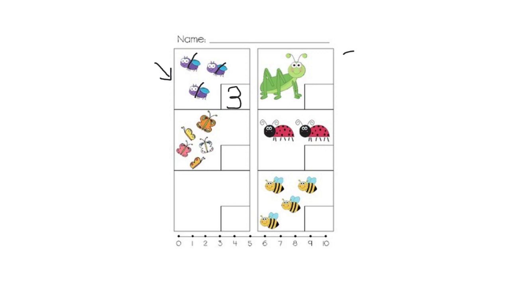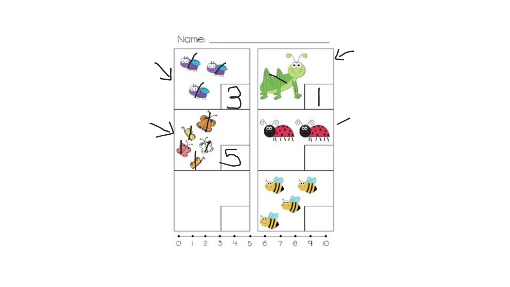Okay, now let's move on to the grasshopper. How many grasshoppers do you see here? Yes, just one. There's only one, so I need to write number 1 here in the box. Now let's count the butterflies. 1, 2, 3, 4, 5. I can show number 5 by writing it here in the box.